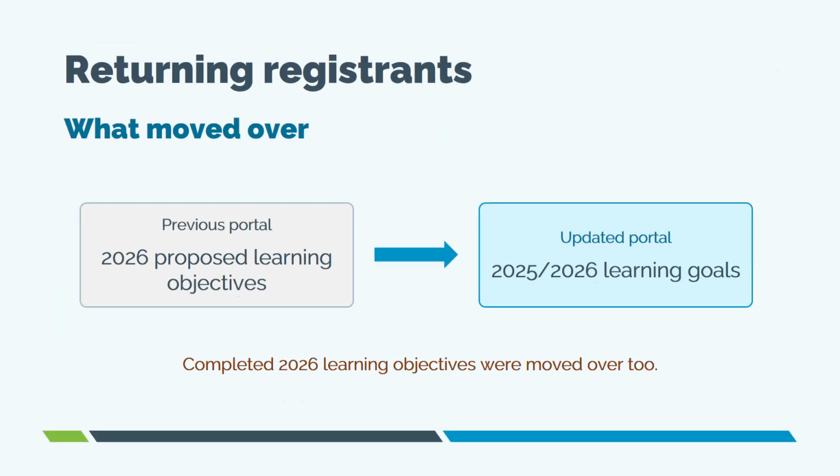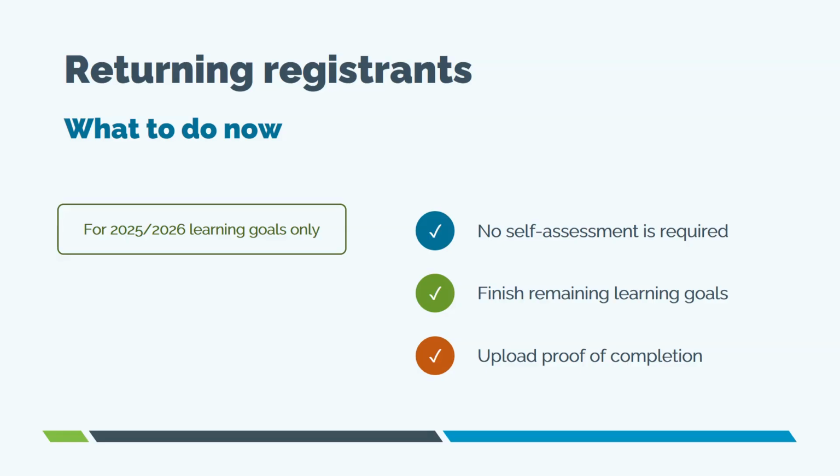Because this is a transition year, your experience in the portal may look a little different depending on where you are in the process. Let's start with returning registrants. If you're a returning registrant, your 2026 proposed learning objectives have already been moved into the updated portal. If you had already completed them, those completed records were moved over too. For your 2025/2026 learning goals only, you do not need to complete the new self-assessment. Your focus is simply to finish any remaining learning goals and upload your proof of completion if you haven't already done that. After this transition year, the new self-assessment will become the first step in completing your CCP each year.